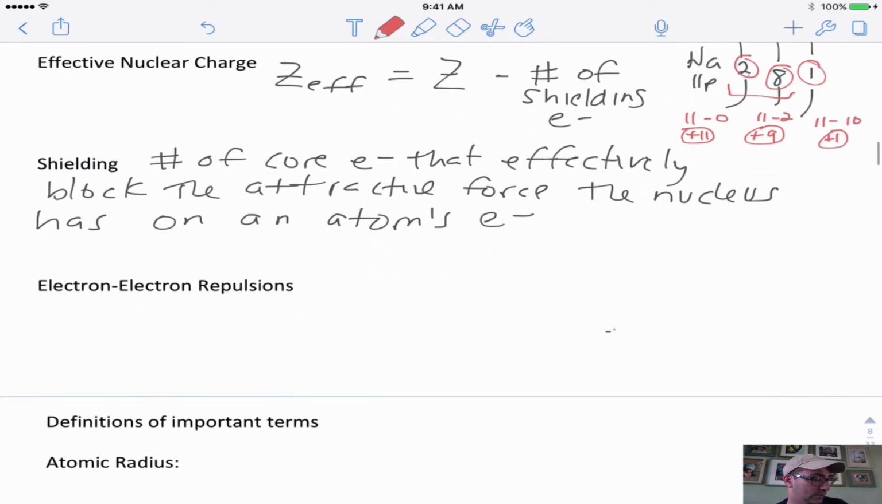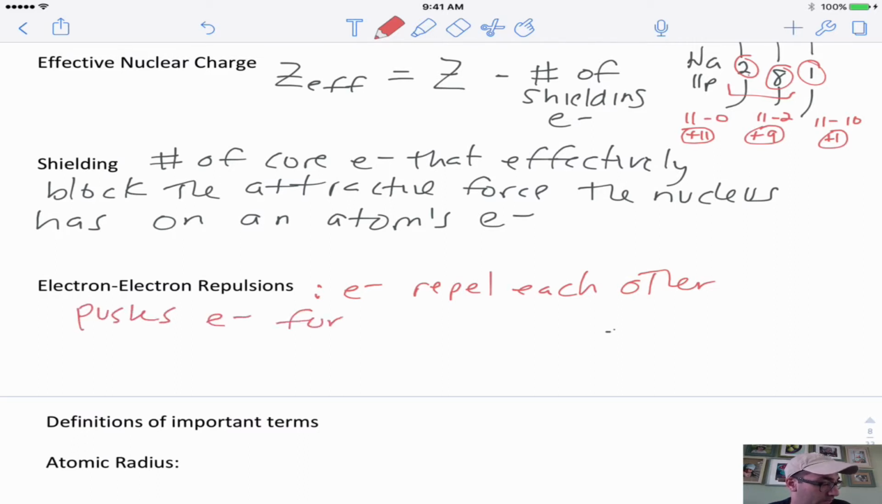And the last thing I want to tell you about with respect to atomic structure is electron-electron repulsion. And so electron-electron repulsion, this is where the electrons repel each other because they're the same charge. And this basically pushes the electrons further from the nucleus.